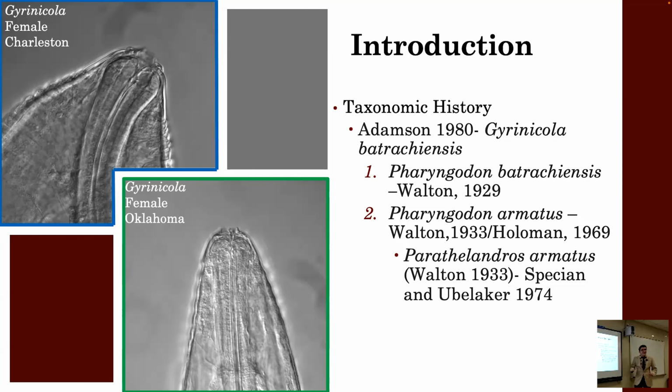Looking at them in the 80s, Adamson thought that these 2 worms were probably the same because he had the morphology to go off of, and he noted the presence of those thin-shelled eggs, which had not been noted in the original description. So he said, I think these are the same. I'm going to call them a synonym of one another, say they are Gyrinicola batrachiensis, after these worms Yamaguchi made.